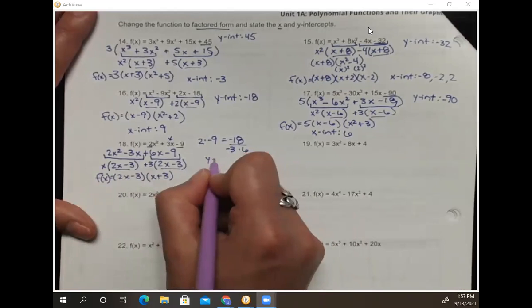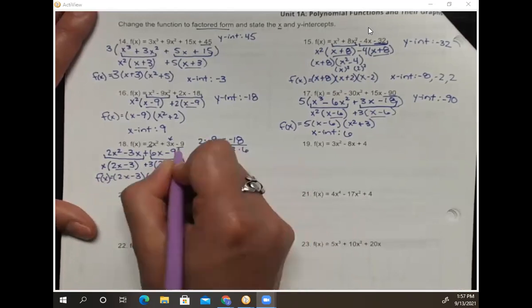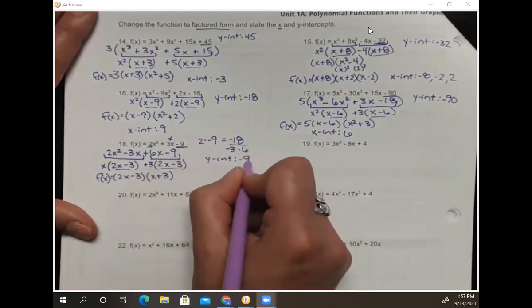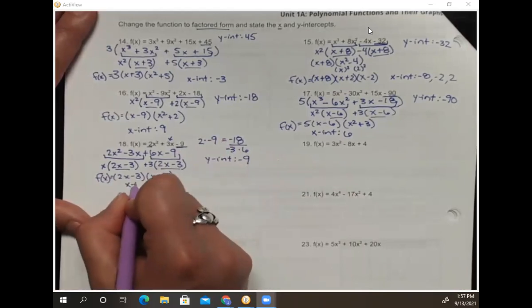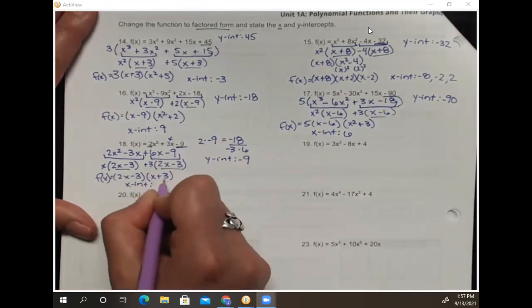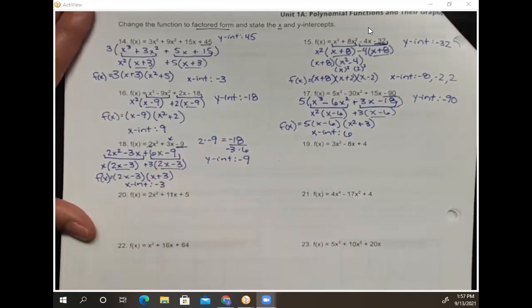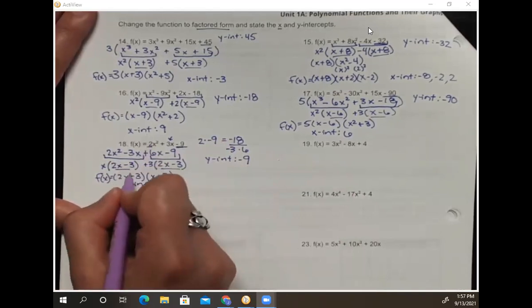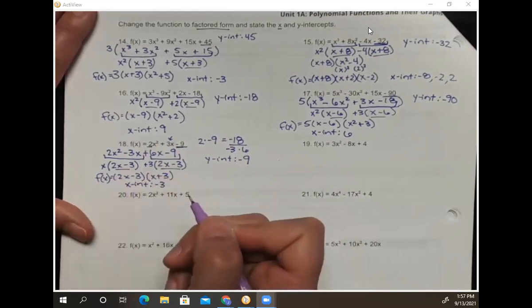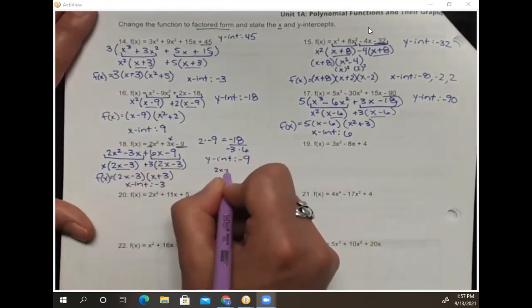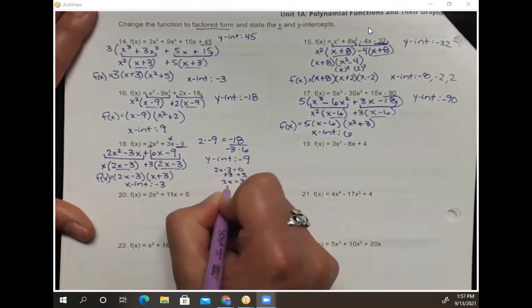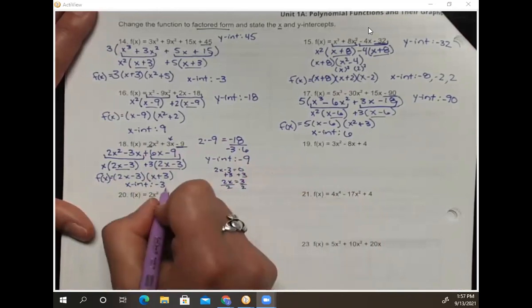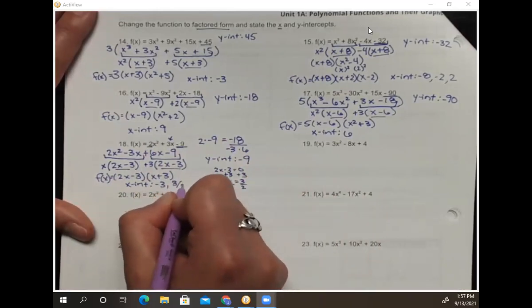My y-intercept is still that constant term from standard form, negative 9. And then my x-intercepts here, here's the easy one. My first x-intercept I'm going to write down is negative 3. And then this is a little trickier because x has a coefficient. Remember, you can set that equal to 0 and solve. So I'll do that really quickly here. We would get 2x equals 3, and then divide both sides by 2. So we would get 3 over 2.